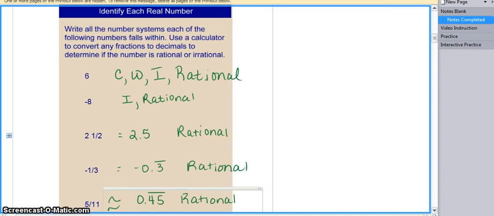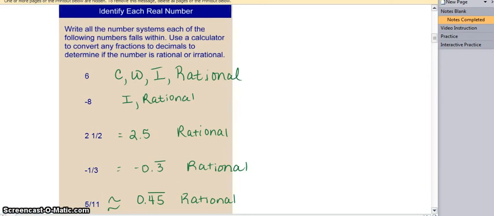So let's look at the answers for identifying what types of numbers you're working with. The number 6 we did together. -8 was both an integer and a rational number. 2.5 was the same as 2 and 1/2 when converted to a decimal, and it ends or terminates, therefore it's a rational number. Remember, any number that has a decimal is either going to be rational or irrational.